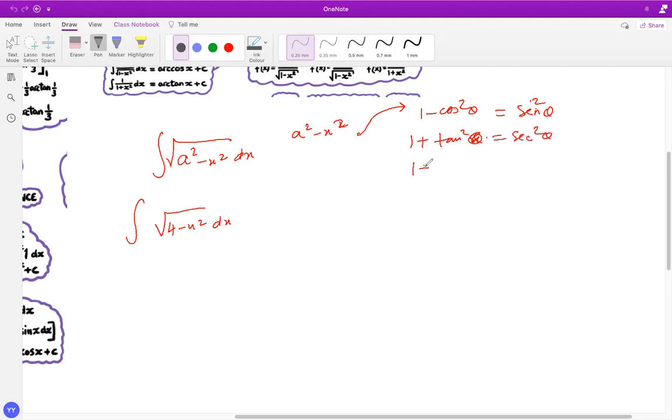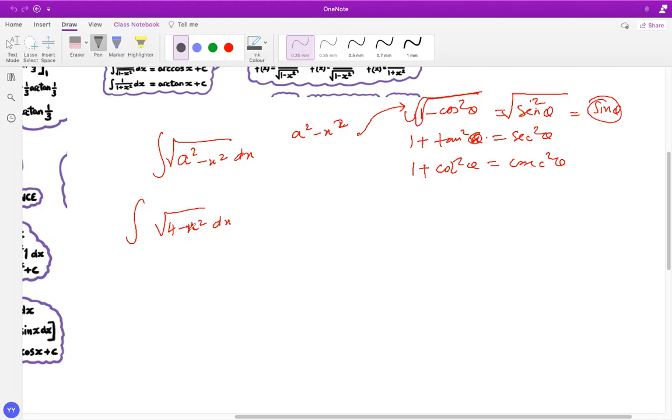And 1 plus, let's say, 1 plus cot square theta is cosec square theta. Now what happens is that here you're basically trying to get rid of the root with a clear substitution. If I have to get rid of something in the root, let's say root of 1 minus cos square, I can see that it is root of sine square, that is nothing but sine theta. So then I can get an easy way to integrate this.